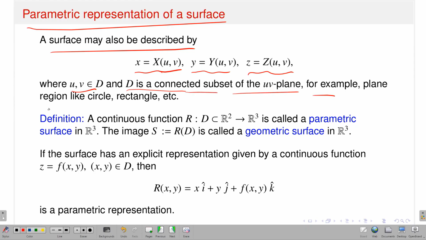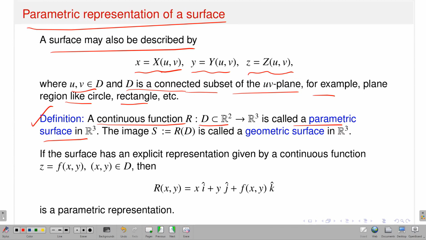For example, plane-like regions, a circle, a rectangle, so these are the regions. If I have a circle or a rectangle as the region in the uv plane, u comma v varies, and if I write my small x, small y and small z as functions of u, v, then this is called the parametric representation of your surfaces in R3. Okay. I will talk about examples, then it will be clearer. That is exactly what I have written in terms of definitions. A continuous function capital R from D subset of R2, where D is a very nice domain, to R3 is called a parametric surface in R3.